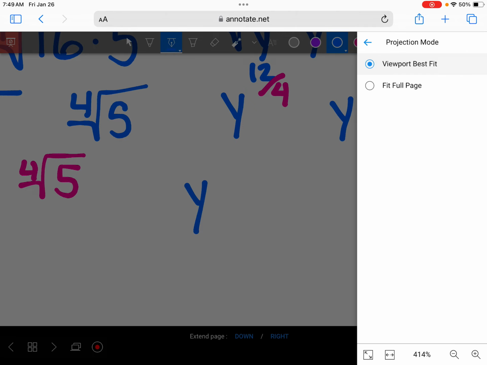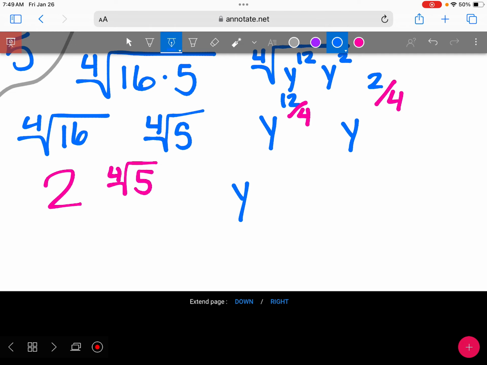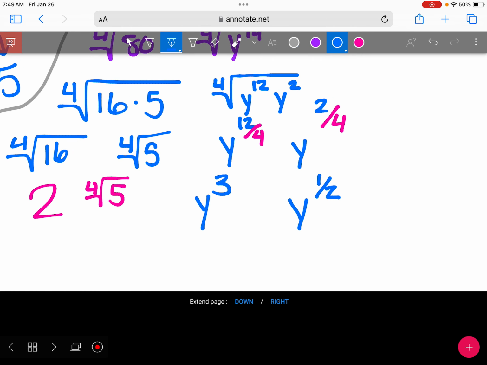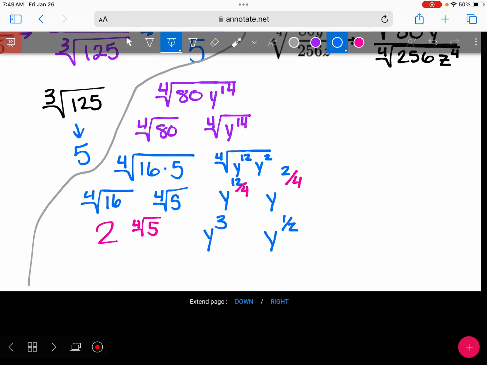I'm going to change the view. Y to the 3rd. What can I do with this piece here? Y to the 2/4, can that simplify? To the 1/2. So we can actually simplify our root. I like it, but we can do it.